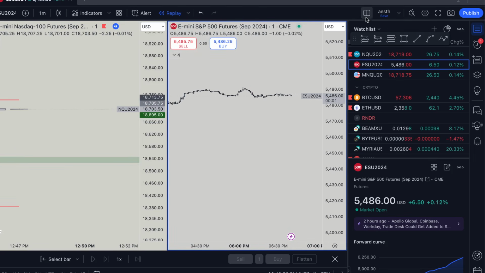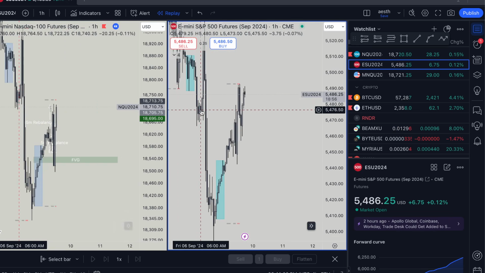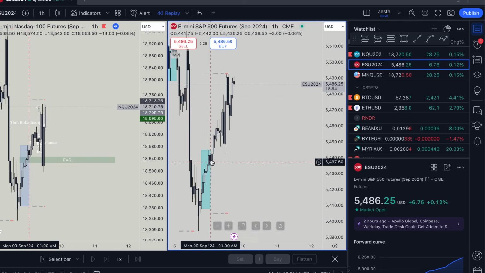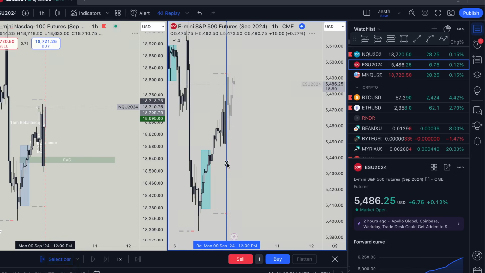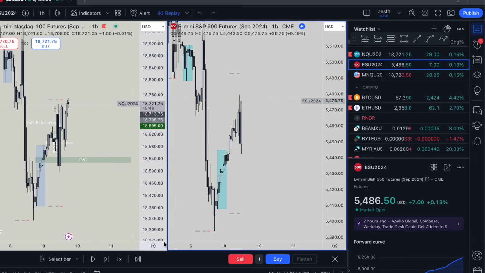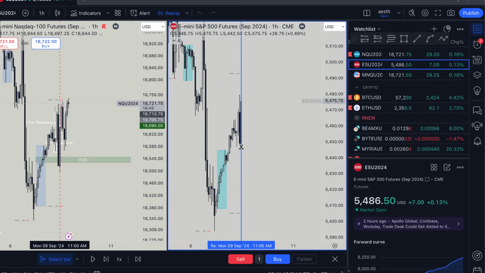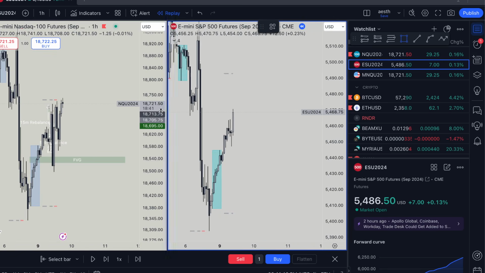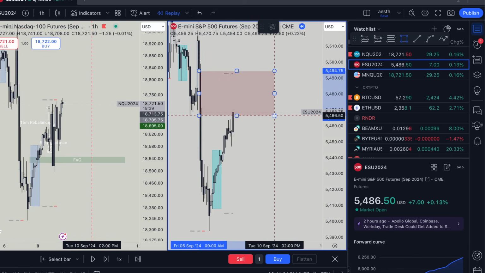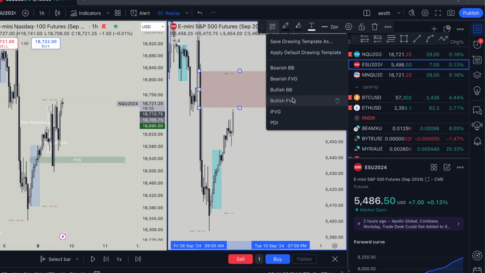But let me give you the reason why that probably failed, and it's because of ES at the time. This is where we were trading with ES at the time. We were edging this bearish fair value gap unfilled right above it. And so we didn't want to be shorting until this condition got met.